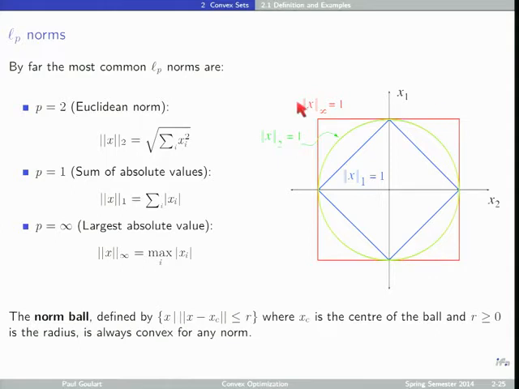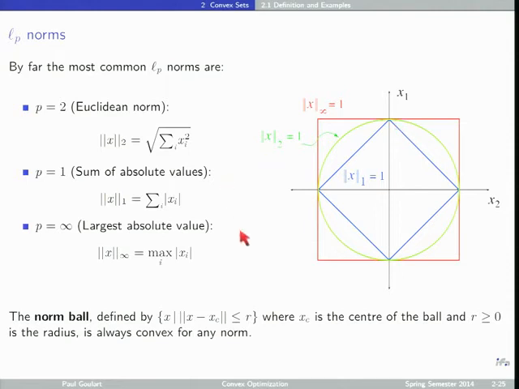And if I pick some p in between, say p equal to 3 over 2, then I get something in between here. And if I pick something bigger than 2 but not infinite, I get something that starts to look like that. All of these are convex. If I were to pick p less than 1, the faces would curve in, and I wouldn't have a convex set anymore. So these are the ones that you'll have seen.